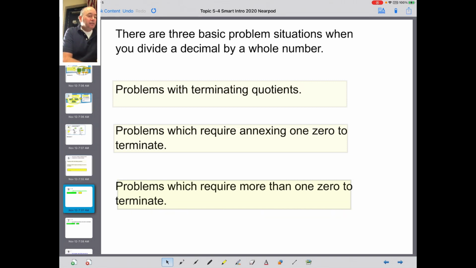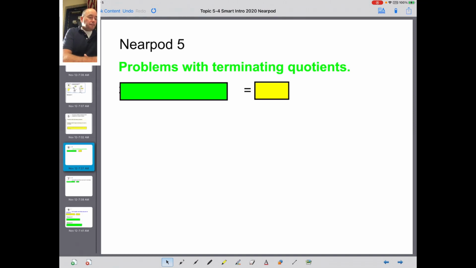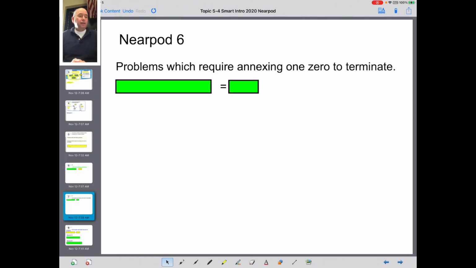Anyway. All right. First example problem, Nearpod 5. This is a problem with a terminating quotient. Okay, so kids, Mr. Trill's going to pause the video. You do this problem. Okay, well, how did they do? Did you show them the answer, or do you need to pause the video again? Okay, all right. Let's go on to the next problem. Nearpod 6. Problems which require annexing 1 0 to terminate. Okay, go ahead and pause the video and let them do that problem. Did you show them the answer, or do you need to pause it again?